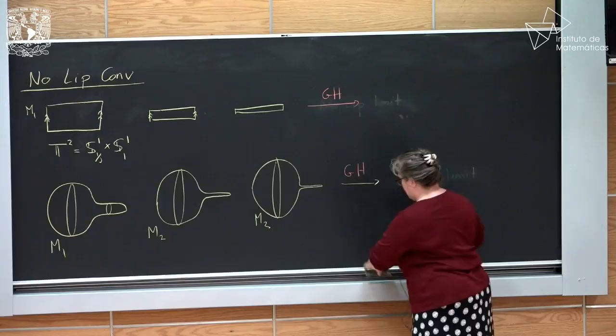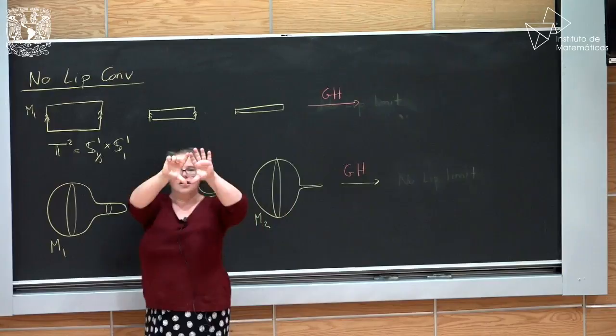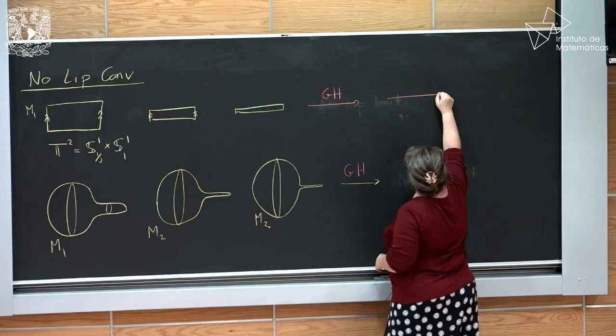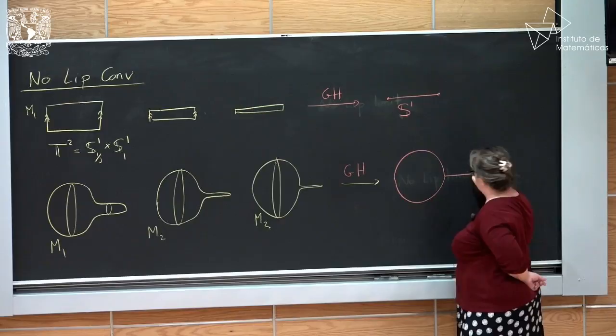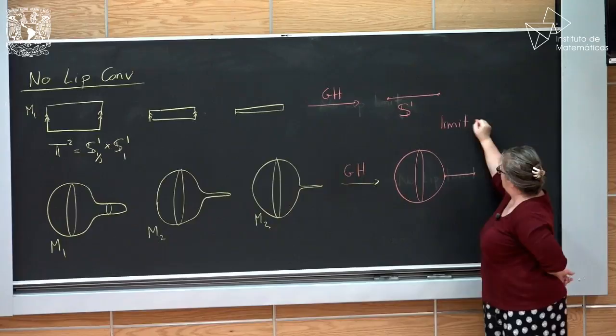So he looks at it, and he feels that if these tori are getting thinner and thinner, this should be a limit that lost a dimension. He wants the limit to be S1. And he would like the limit of this guy to be a sphere with a line segment attached. So the limits are metric spaces.